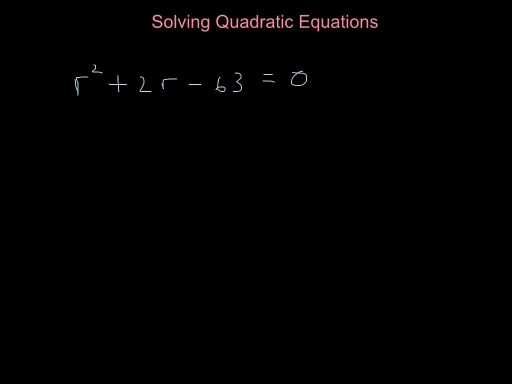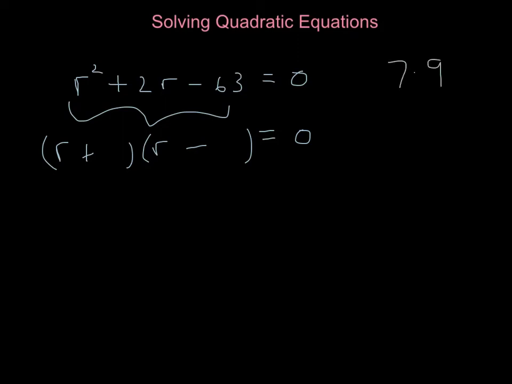What we're going to do is, the first thing we'd always like to do in solving quadratics, is set the equation equal to 0 if it's not already. This one's already all set up. So we're just going to focus our attention on the left side and factor it. That 63 is negative, so we're going to have a plus and a minus. R squared is an R and an R. Factors of 63 that have a difference of 2 are going to be 7 and 9.